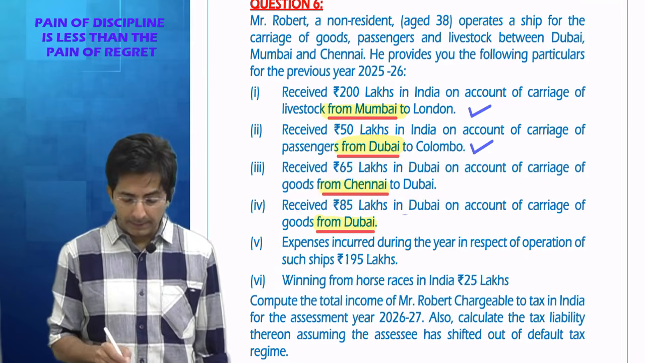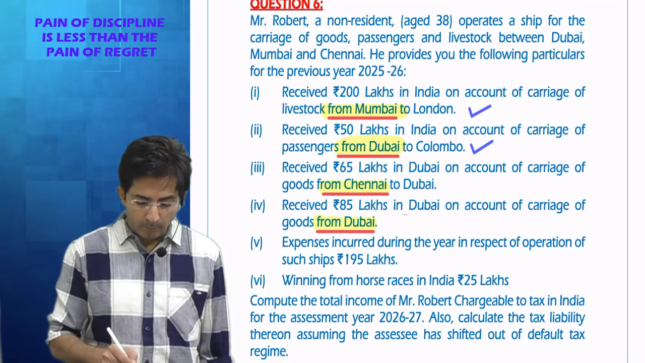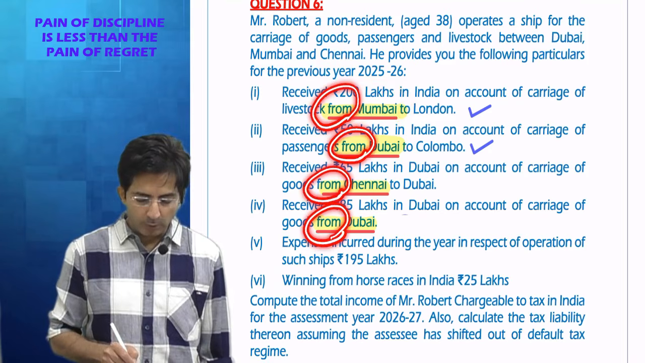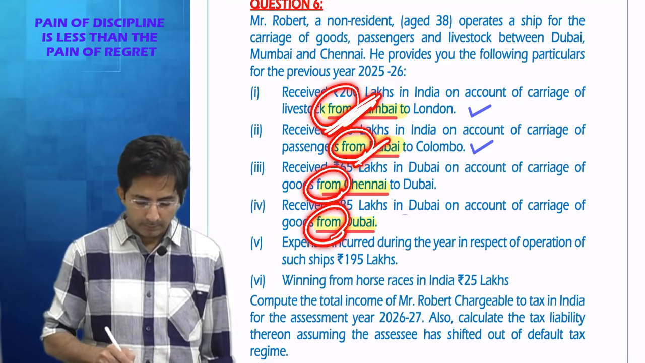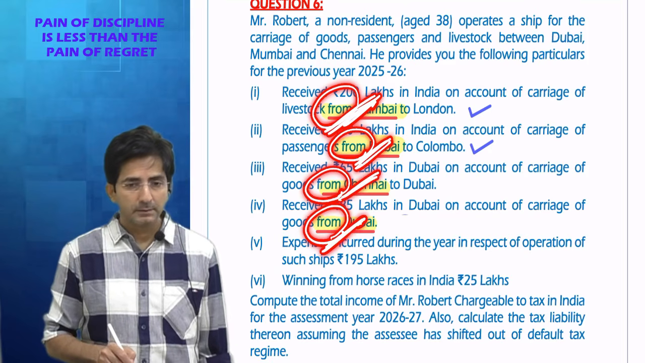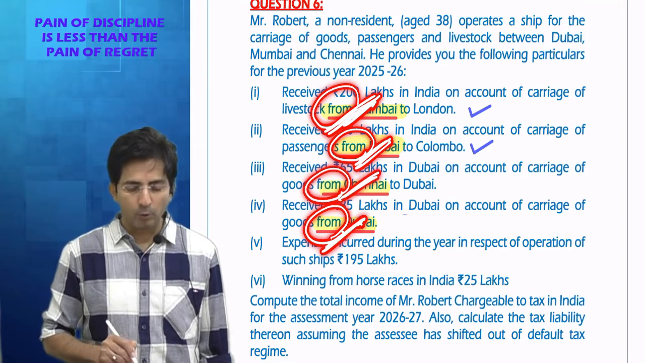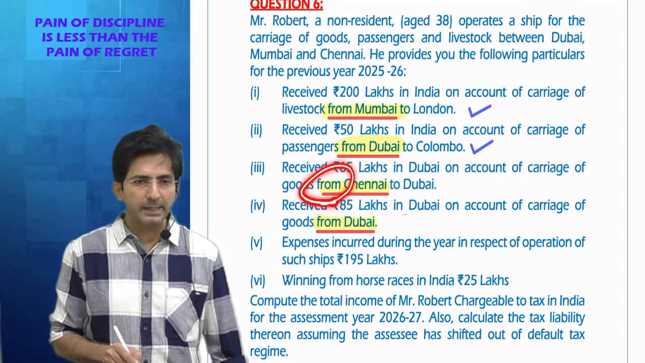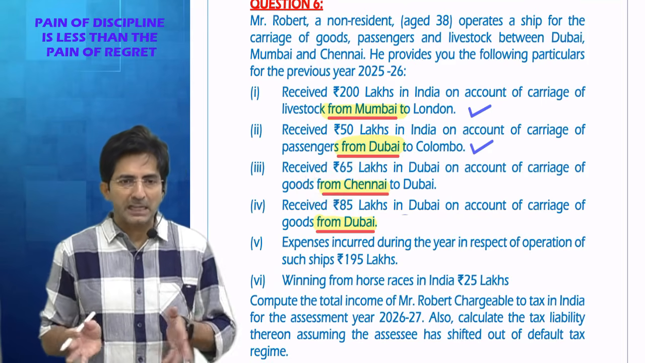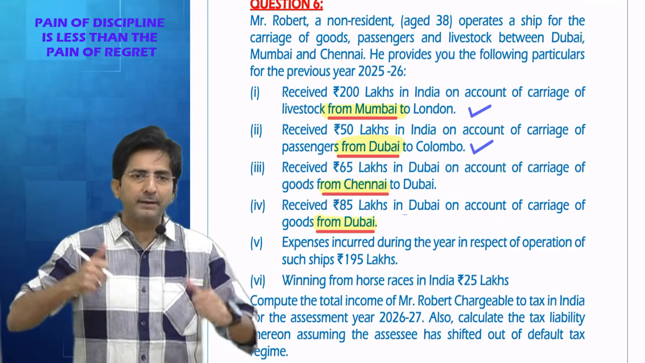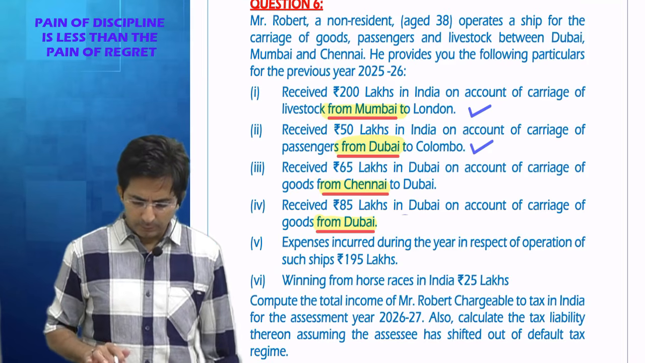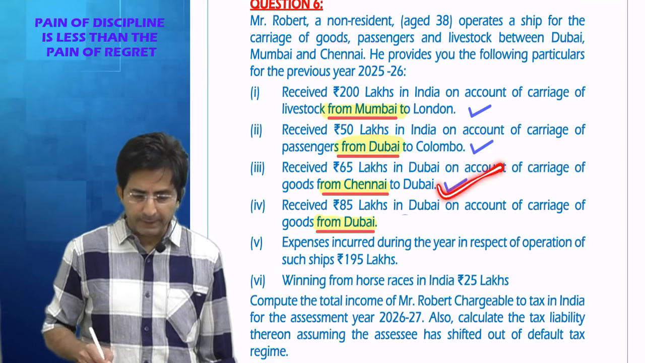See, you also highlight these: from location, not destination. From which location it starts. Start point will determine the accrual. So if the ship has started from Chennai, so it's accrued in Chennai. Because obviously when the ship starts from Chennai, people will do the booking in Chennai. So even this I will consider because accrued in India.